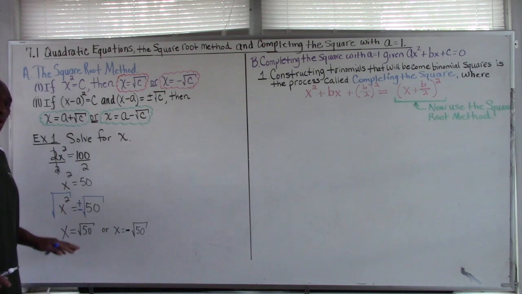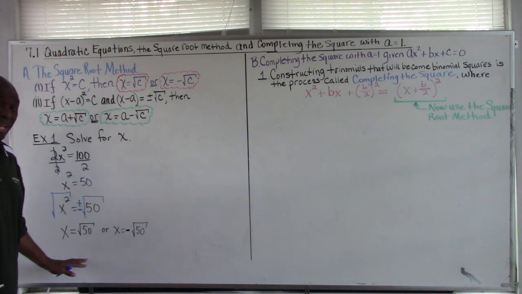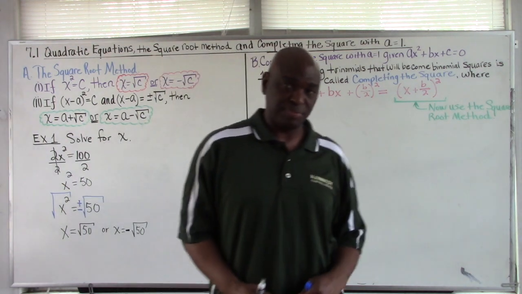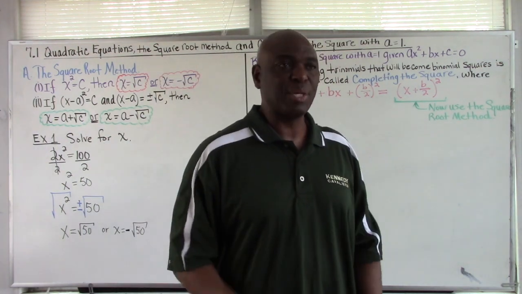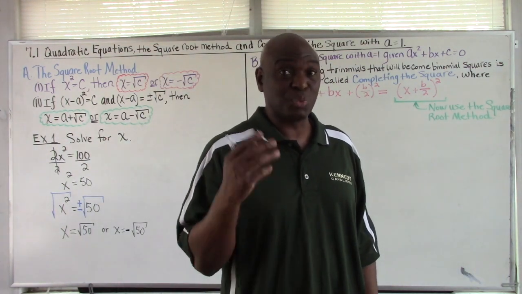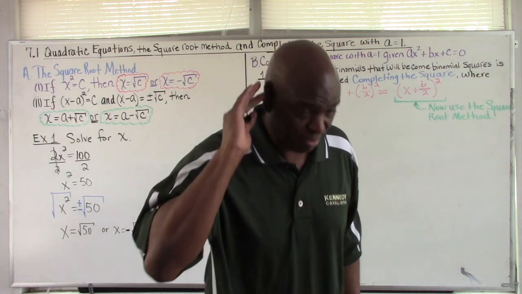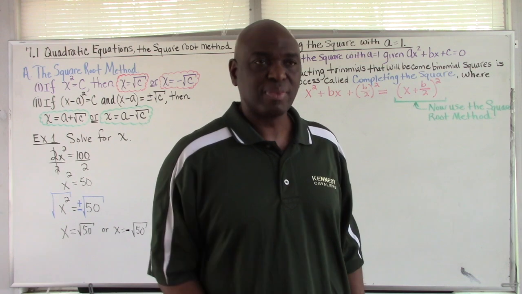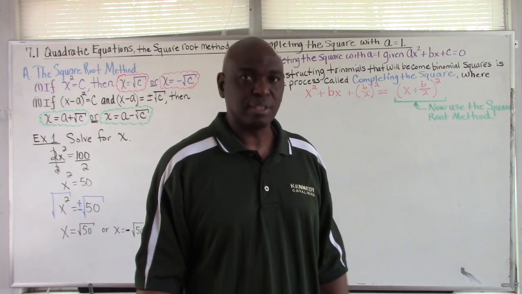All right? The only thing is we can't stop right here, because we have to break down 50. So once again, you have to go back to lesson, guess what I'm going to say? Lesson what? Yeah, some of you got it. 6.1. How do you break down the square root of 50? Let's do it.